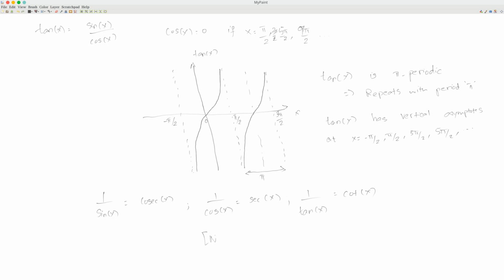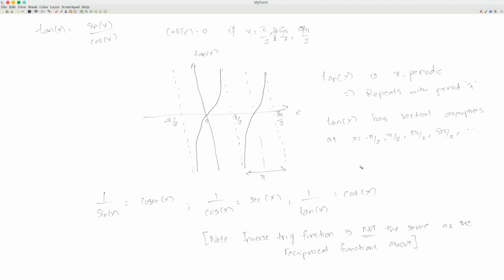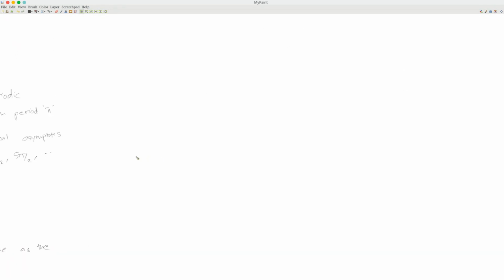An important note is that an inverse function or inverse trigonometric function is not the same as the reciprocal functions above. In other words, the ones that I just listed. In other words, cosecant, secant, and cotangent are not inverses of sine x, cosine x, and tan x. So what would then be the inverse of a sine function?